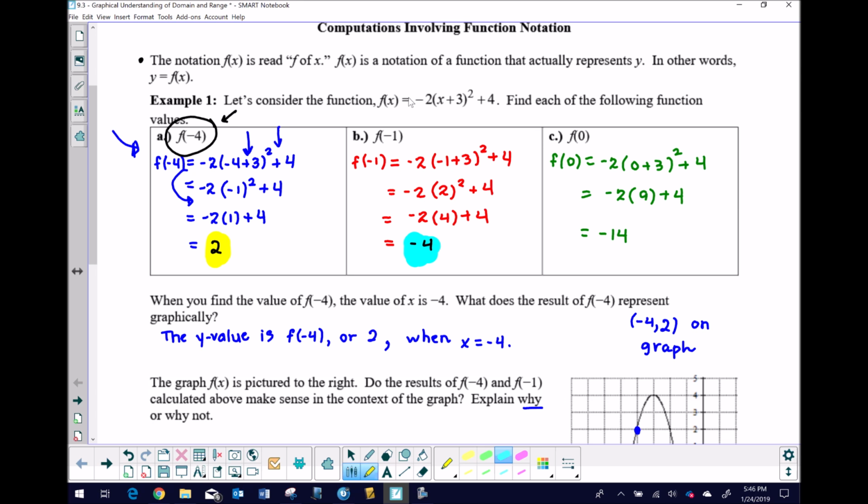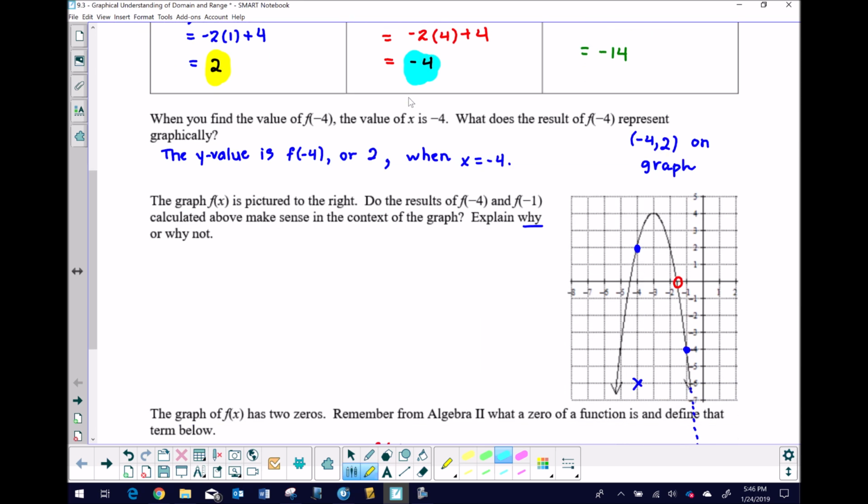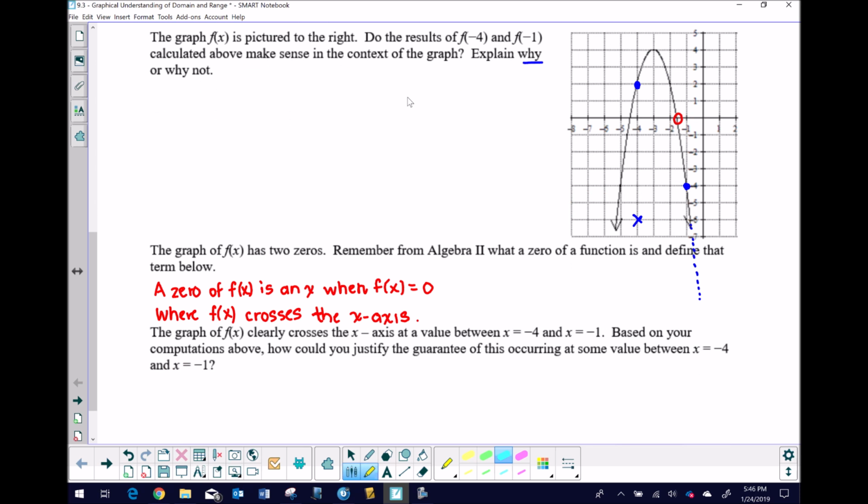Turns out that that's a very powerful theorem in calculus. It's called the intermediate value theorem. Okay? So basically, if it asks how could you justify or how could you guarantee, we'll just simply say, use a different color here, it's truly because f of negative 4 and f of negative 1 have opposite signs.